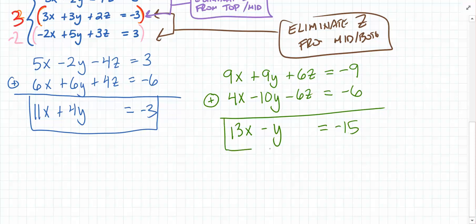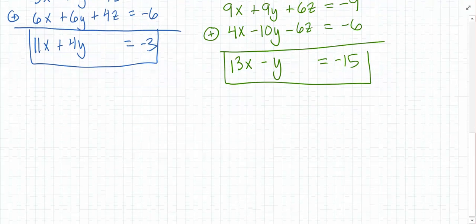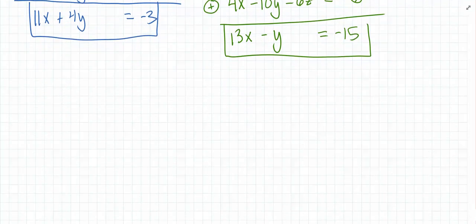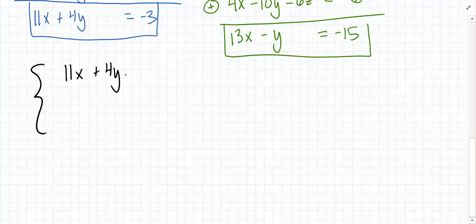Okay, check it out, you guys. Now, we have an equation. We have a new system. Look how beautiful this looks. I have a new system that only has x's and y's. Look, I have 11x plus 4y is now worth -3. And I have 13x minus y is equal to -15. Beautiful. Okay, great. Now I'm back to section 7.1.